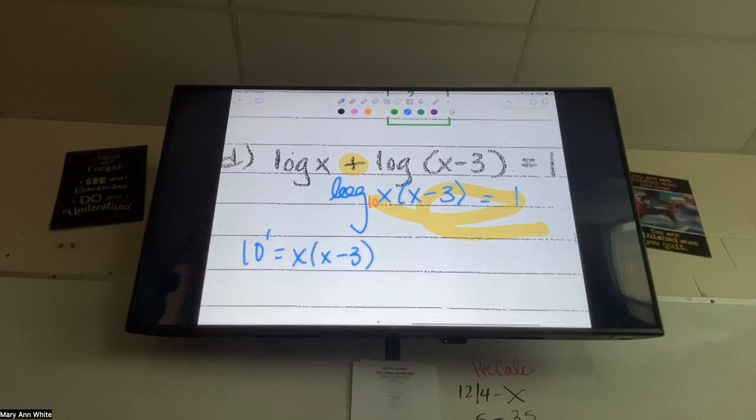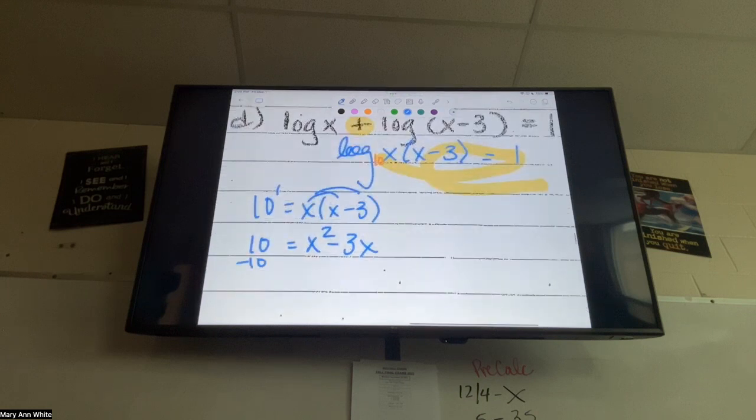Now I'm gonna distribute that x times x minus 3, and I get x squared minus 3x. And I'm gonna do 10 to the first, which is just 10. Now, contrary to popular belief, I feel like every time I give a test, somebody does something crazy when we solve these. This is a quadratic, which means everything needs to go to one side. So you need to move everything to one side. I just move the 10 to the other side because it's the only one by itself.